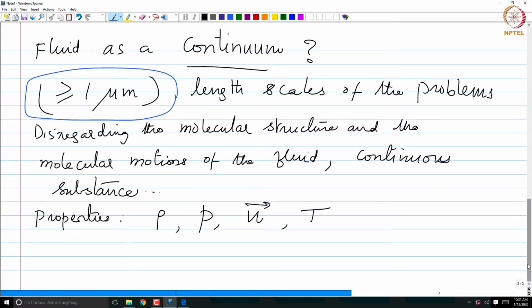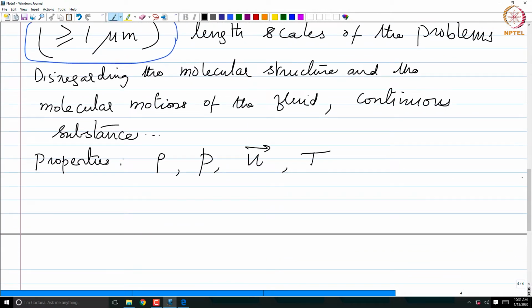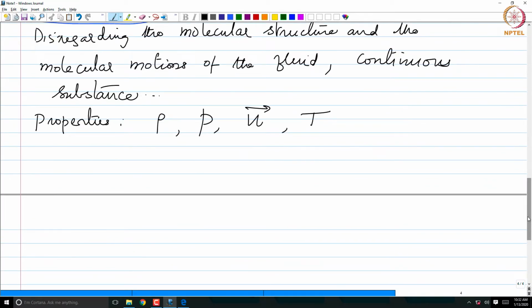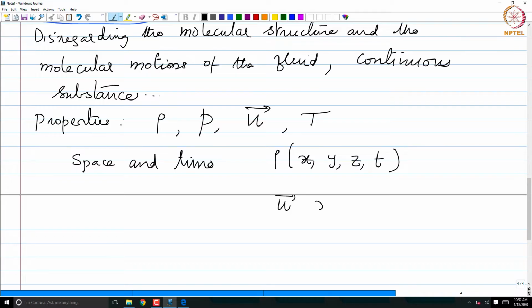These could also be functions of both space and time. Each of these properties is a function of space and time, such that rho is a function of x, y, z, t. Similarly, the velocity vector u is a function of x, y, z, t, and so on. So these are all functions of both space and time.